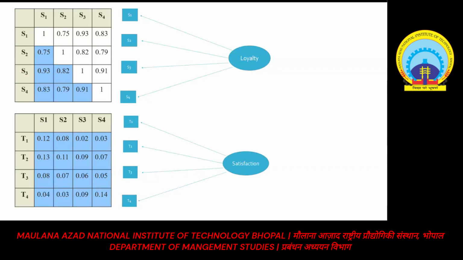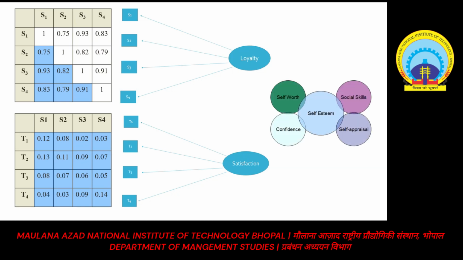Loyalty, its items, we require high correlation. Satisfaction, we require low correlation. See, T1 with T4, S1 with, we require less correlation. Here, we require high correlation. If it was T1, T4 and T1, T4, high correlation. So we require less correlation. So less overlapping should be there.